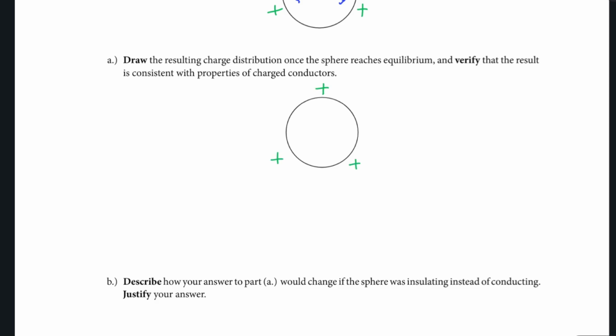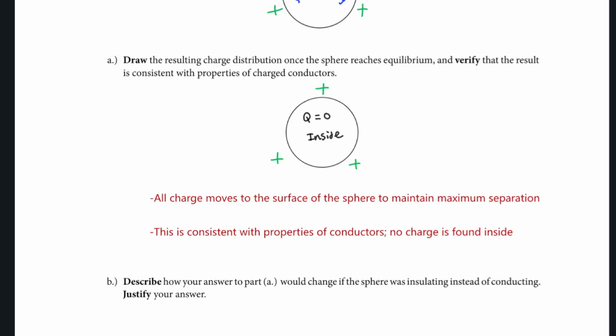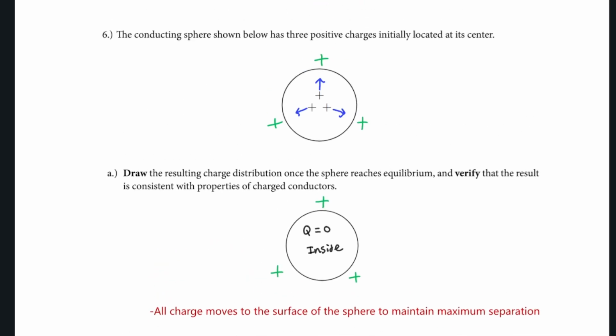Notice that there is no charge inside. And that is the conductor property we tried to prove. You can repeat this with any number of charges you would like. It's going to do the same thing. They're going to try to maximize their distance from one another, and they're going to spread out along the surface. So that's our property. They move to the surface to maintain this maximum separation. They'd really love to get off the sphere from each other, but they can't, so they'll settle for the best they can, which is get as far apart as possible.